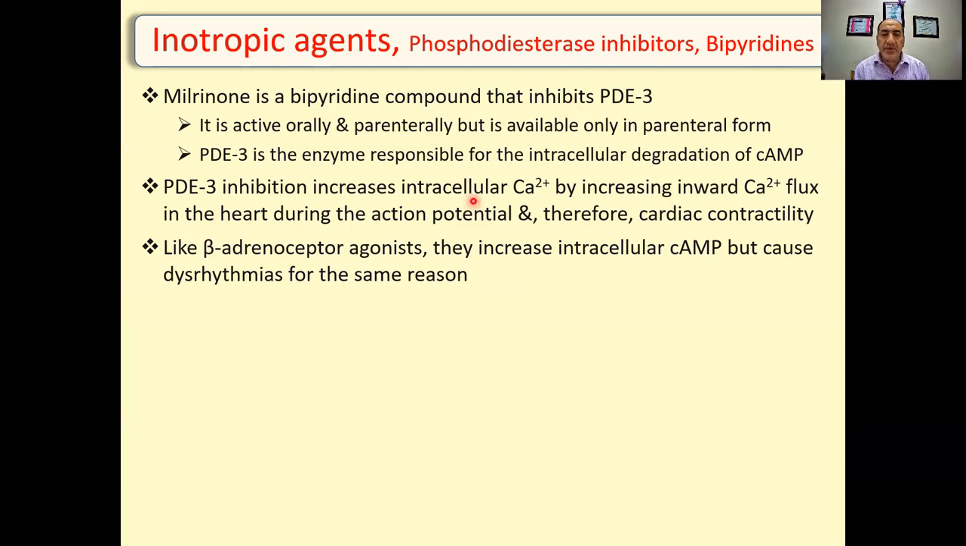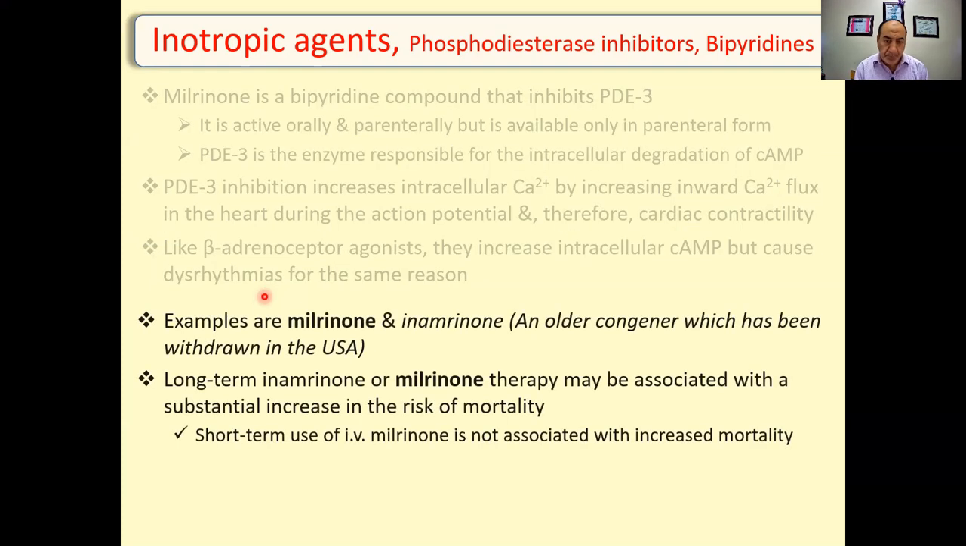So this inhibition increases calcium by increasing inward calcium flux. We'll discuss this in the next slide, how to increase calcium during the action potential. We said inotropic drugs, all of them, increase calcium and increase cardiac contractility. Like beta-adrenoceptor agonists, they increase calcium and can cause arrhythmia, because the beta agonists also increase heart rate. Examples are milrinone, the one that's still used, but inamrinone is obsolete now.